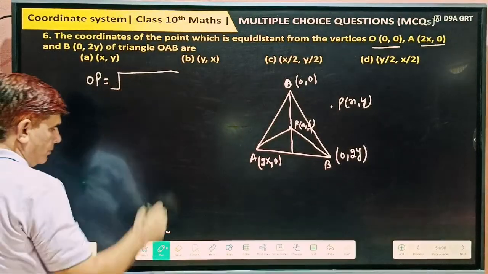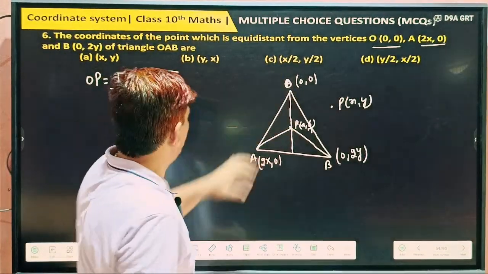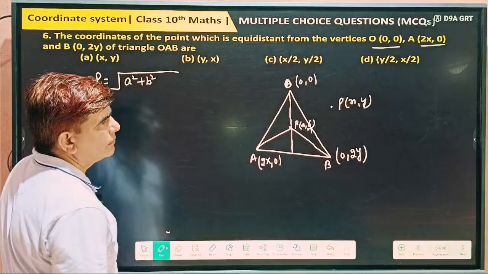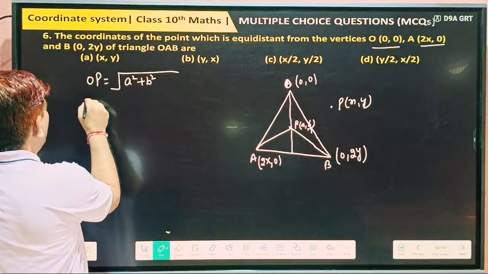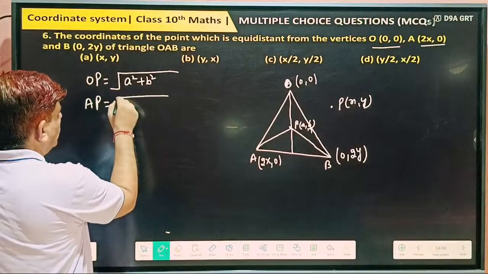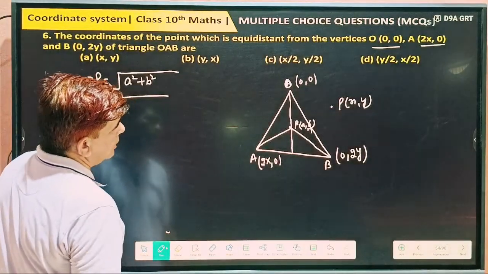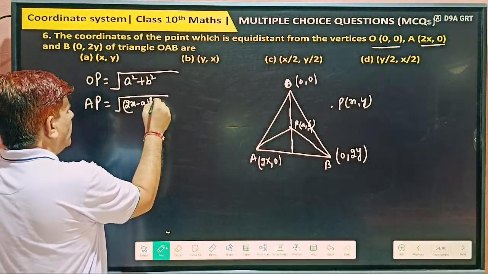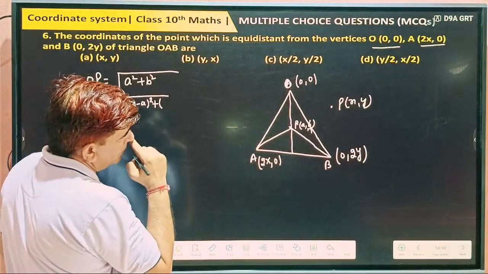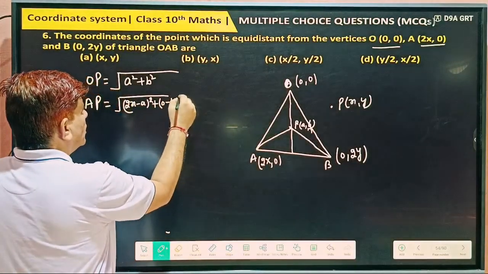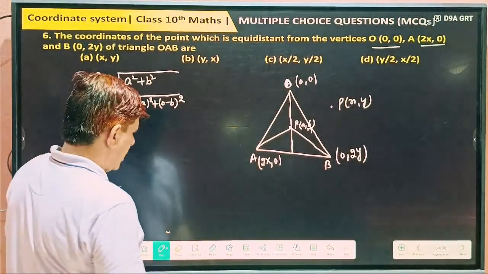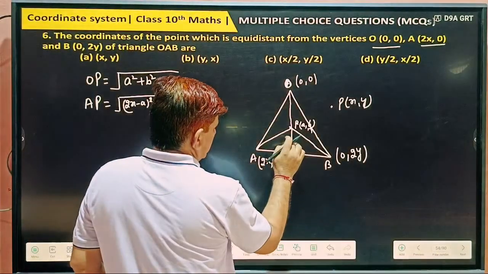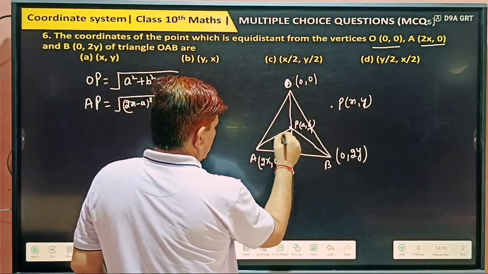OP equal to under the root a minus 0, a square plus b square. Then we find out AP. AP equal to under the root. What's coming? 2x minus a whole square plus 0 minus b whole square by distance formula. Then we can find out what we can find out. We can find out this.